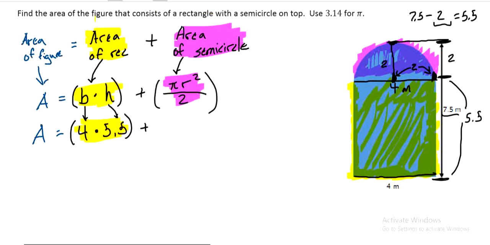Now let's figure out the numbers we need to find the area of this semicircle. So to start this out, we have pi. Well, they tell us to use 3.14 for pi. So instead of pi, I'll put 3.14, and I'll put it in parentheses. Next up, we have the radius. The radius of the semicircle, we just talked about it, is 2. And then we have to the second power. And it's all over 2. So that will give us the area of the semicircle.